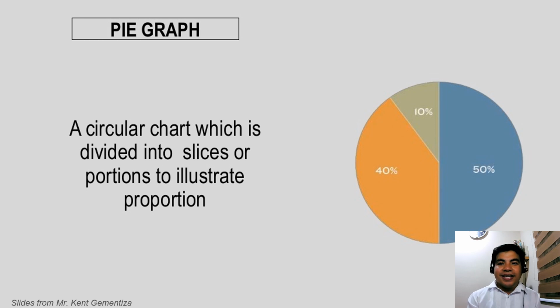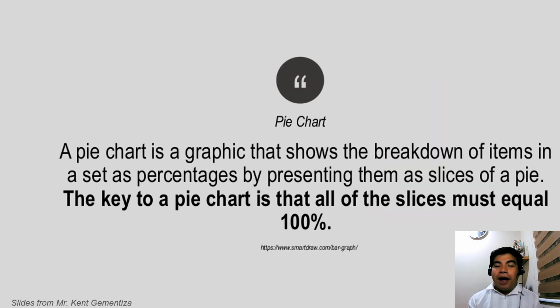The next one, we are all familiar with this, is the pie graph, a circular chart which is divided into slices or portions to illustrate proportion. This one reminds me of pizza. A pie chart is a graphic that shows the breakdown of items in a set as percentages, representing them as slices of a pie. The key to a pie chart is that all of the slices must equal 100%.